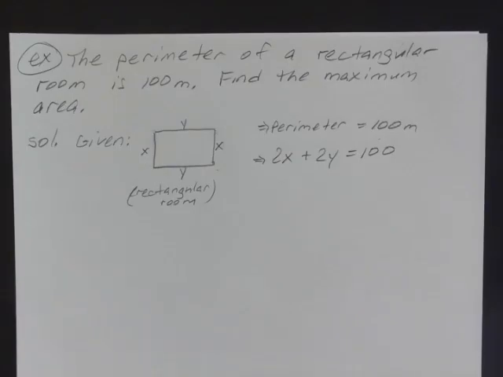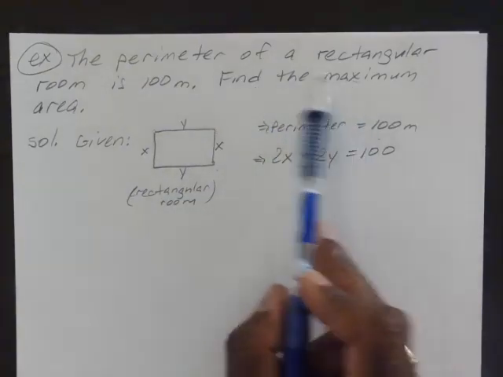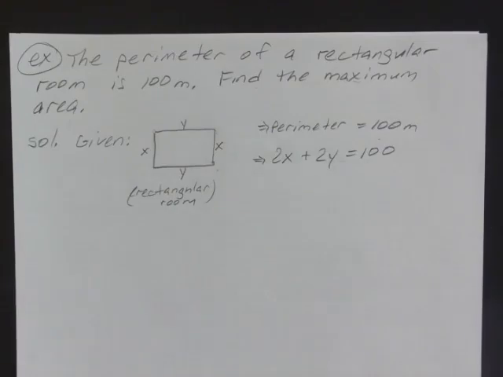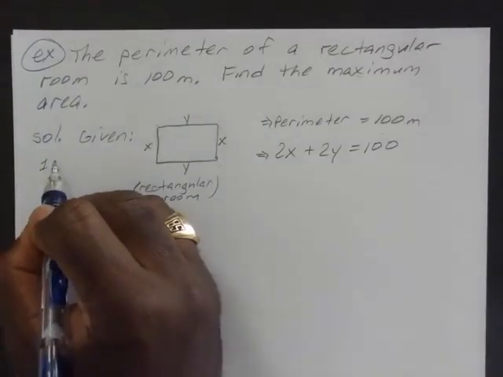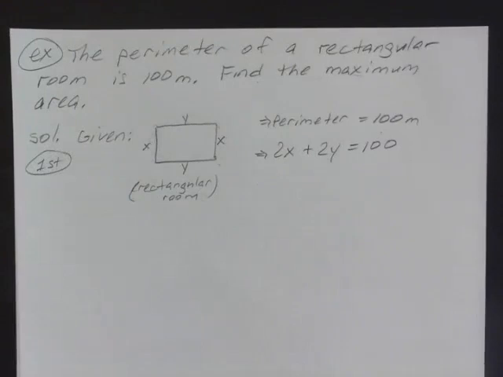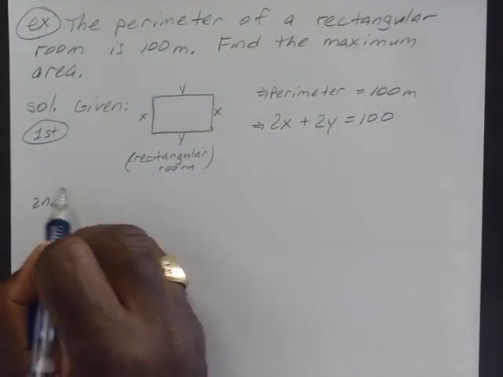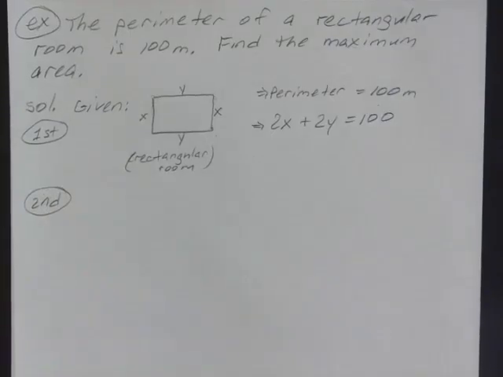Okay. So we know that's not our primary equation because we want to find the maximum of the area, and that's just the perimeter. So if anything, that's going to be our secondary equation. Okay, so that's our first step. Now the second step, that's where we find our primary equation.